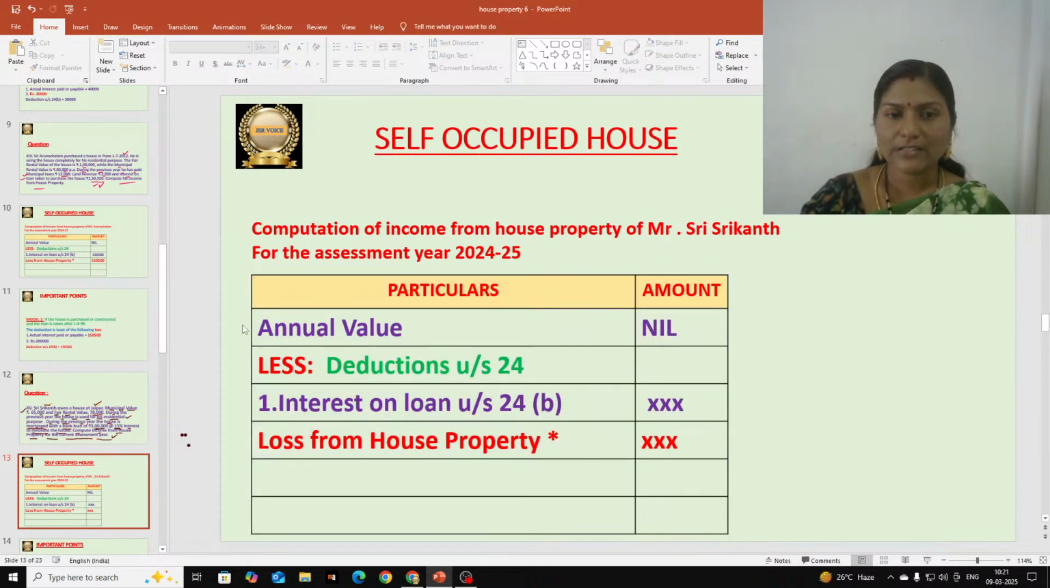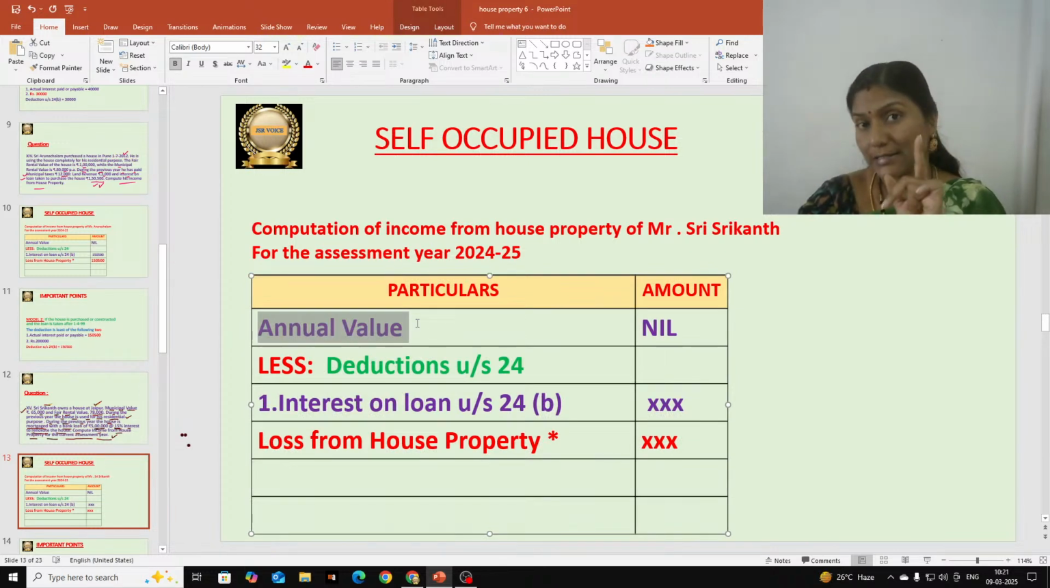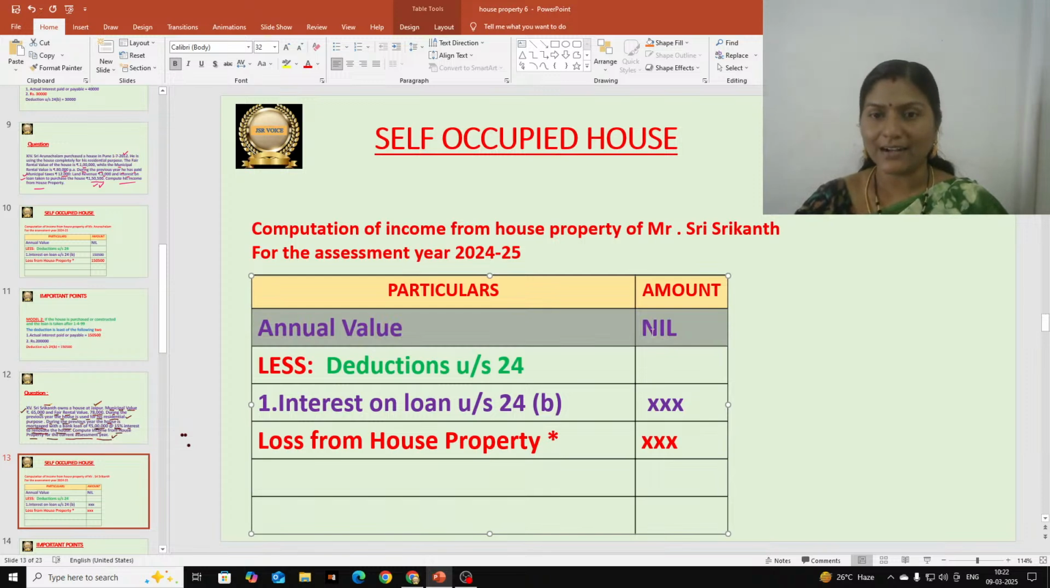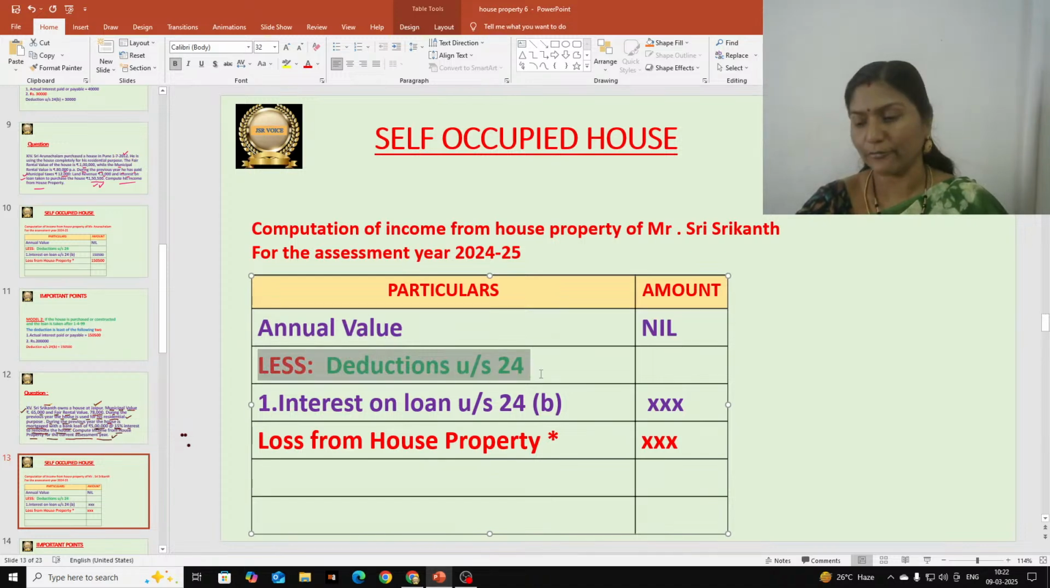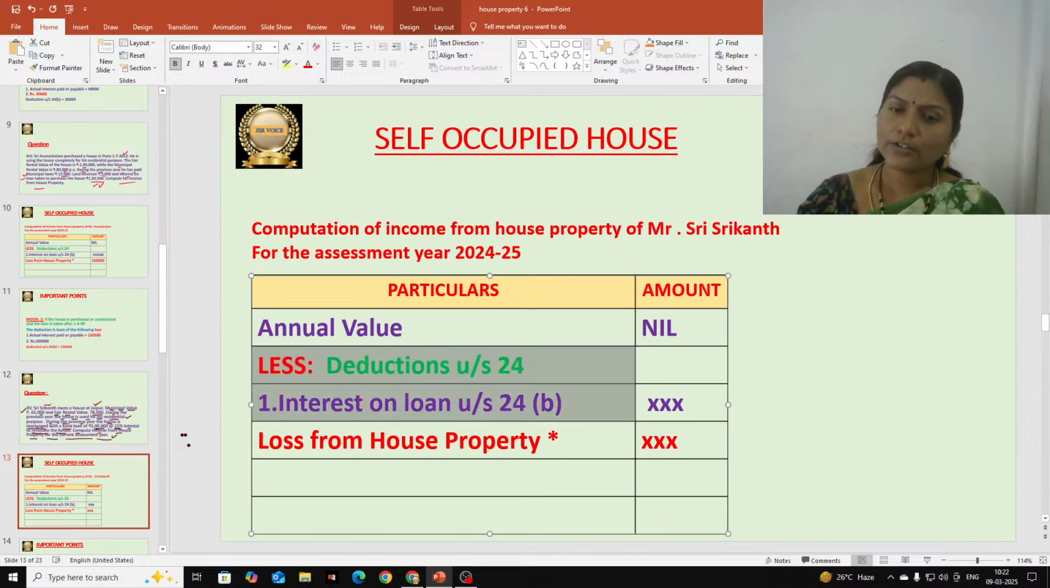So the first item is what? Annual value, and annual value is always nil, students. In case of self-occupied houses, annual value is always nil. So I too will keep it like that, nil only. And the next one is what? Less: we should deduct. What should we deduct? Deductions under section 24. And here how many deductions are we going to give? Only one deduction, that is interest on loan under section 24 subsection B.